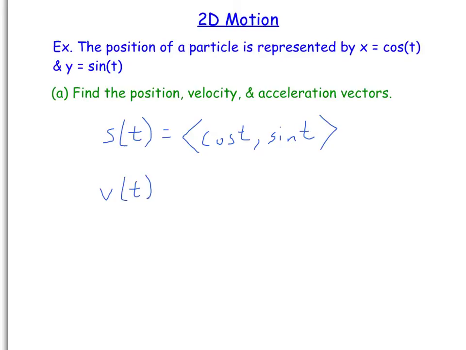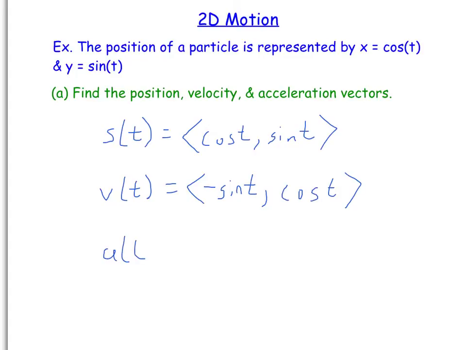Next, for the velocity vector, I said it is equal to dx/dt, comma, dy/dt. So dx/dt is really just the derivative of the x component of position. And so the derivative of cosine t is negative sine of t. And the y component of velocity is dy/dt, and so that is just the derivative of the y component of position. And the derivative of sine of t is equal to cosine of t.